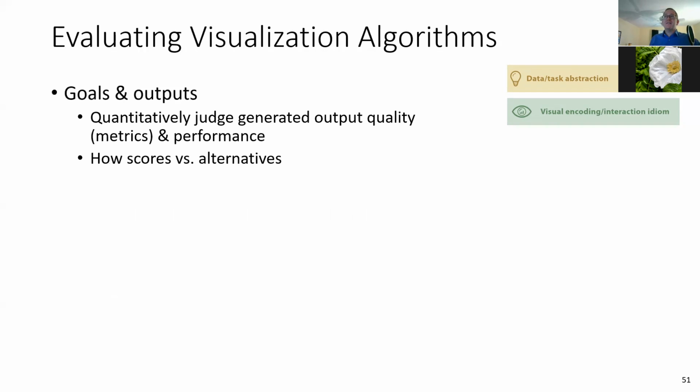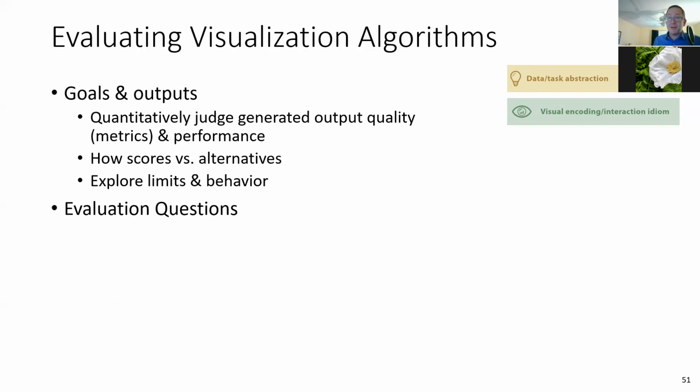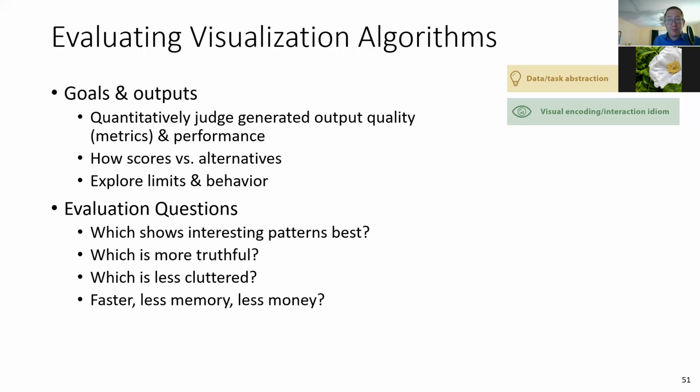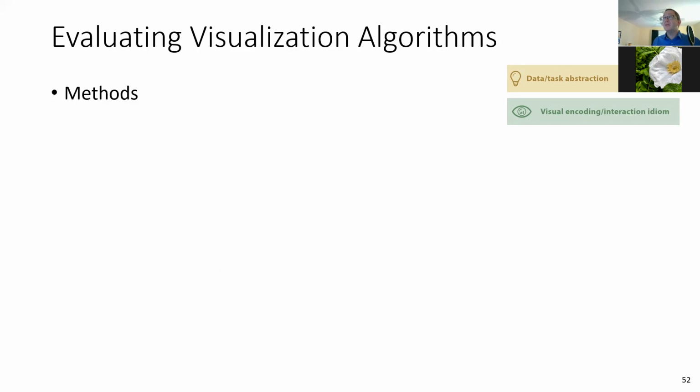And then finally, this is the one we're not even going to cover. How efficient computationally is one system compared to another? What shows best patterns, what looks the best, what's more truthful, what's more accurate on the screen, which is less cluttered. How much memory is it going to use from the system standpoint? How fast is it? How does it scale to our data sets? Let me give you an example of that one.